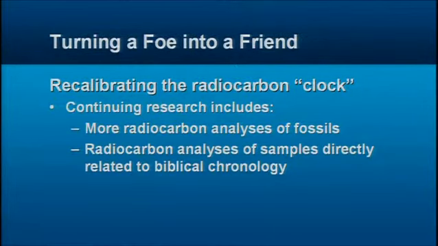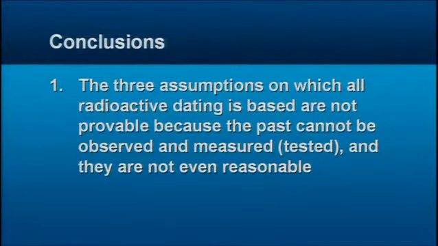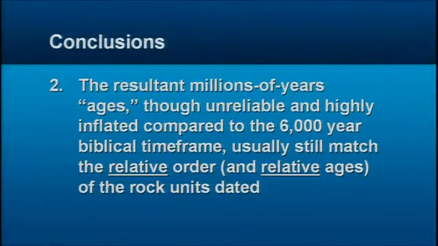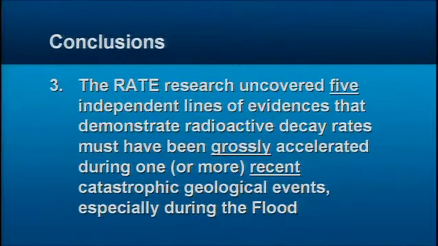Well, conclusions, and we quickly wrap up here. One, the three assumptions on which all radioactive dating is based are not provable because the past cannot be observed, measured and tested, and therefore these assumptions are not even reasonable. The resultant millions of years ages, though unreliable and highly inflated compared to the 6,000-year biblical time frame, usually still match the relative order of the rock units being dated.